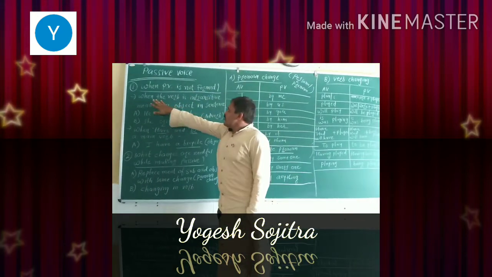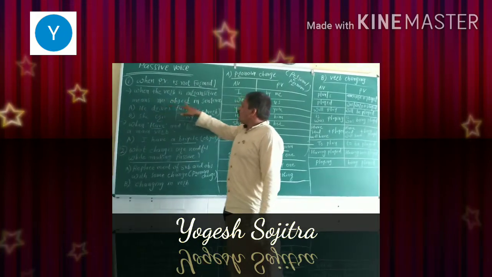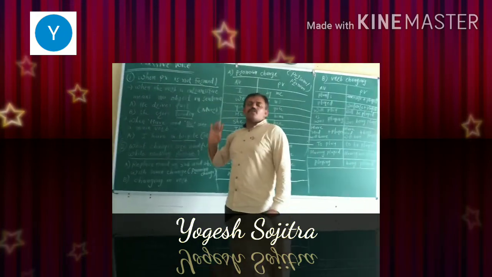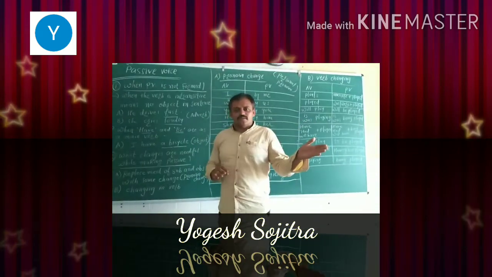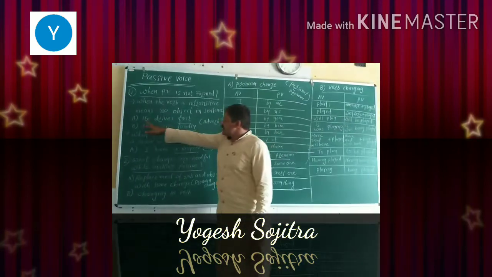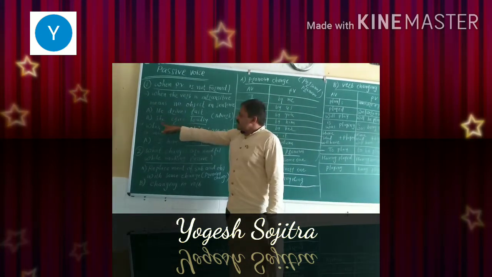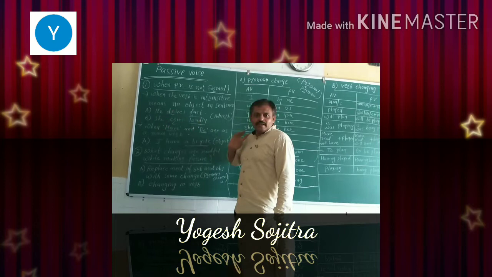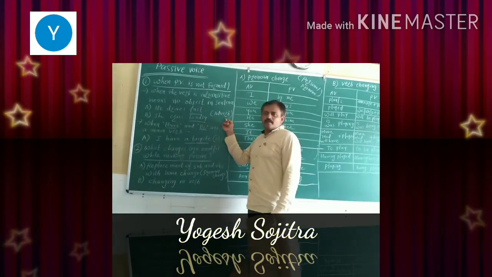The answer is when the verb is intransitive. It means there is no object in the sentence. So if there is no object, we cannot make a sentence into passive voice. Here is an illustration. He drives fast. Now, second example. She cries loudly. Fast and loudly are not objects but adverbs.